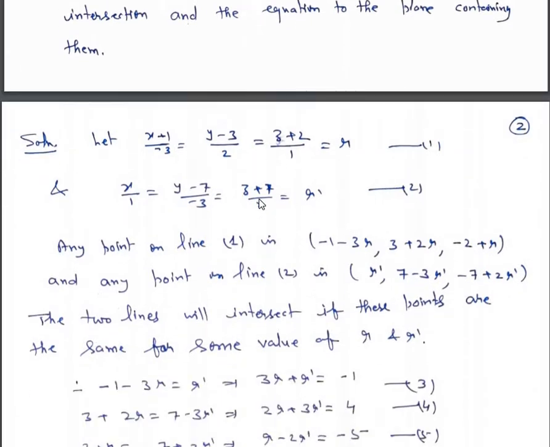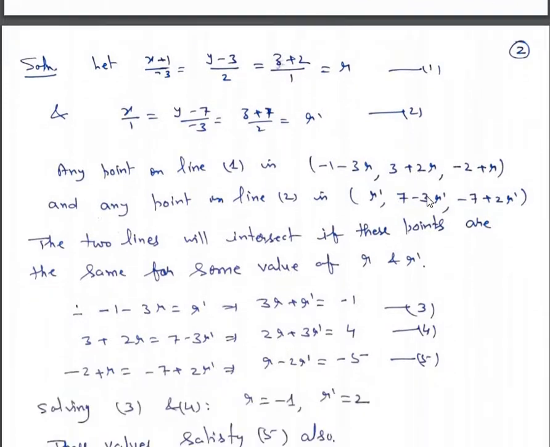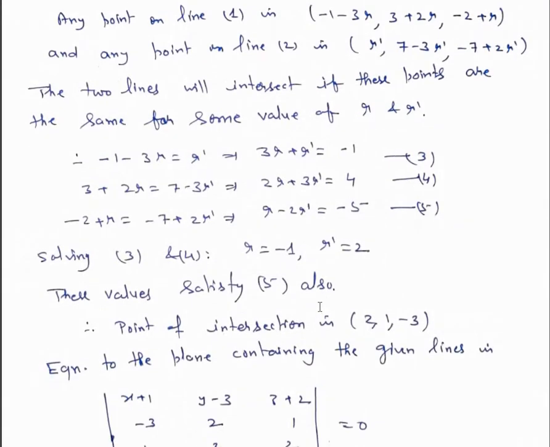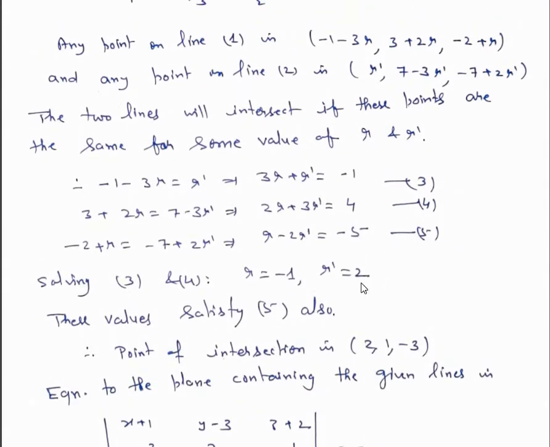Now if these two lines intersect, then for some value of r and r dash, these two points should be the same. That means minus 1 minus 3r is equal to r dash, 3 plus 2r is equal to 7 minus 3r dash, minus 2 plus r is equal to minus 7 plus 2r dash. So we get these three equations. Now if we solve any two of these equations, we get r is equal to minus 1 and r dash is equal to 2.